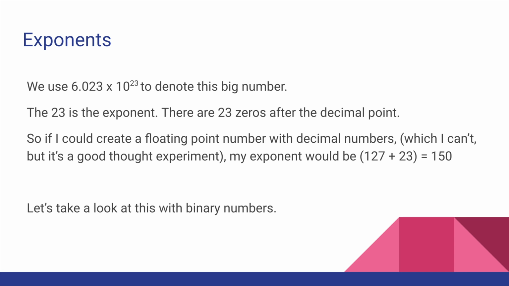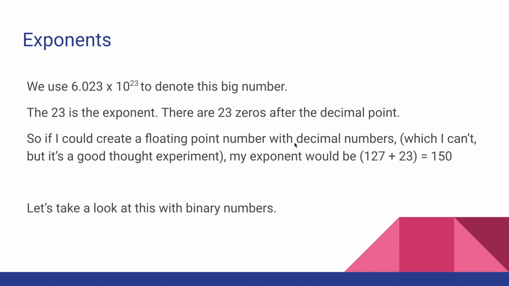So if I created a floating point number with decimal points, which I don't, but it's a good thought experiment, my exponent would be 127 plus 23 because I shift the decimal point 23 values. So my exponent will be 127 plus 23, which is 150. So that's the concept. Remember, I've got this massively huge number with lots of zeros after the decimal point, so I use an exponent. That exponent is the one I'm going to deal with when I start looking at it in binary.